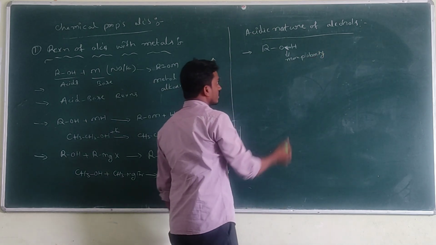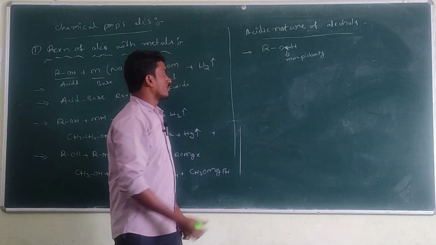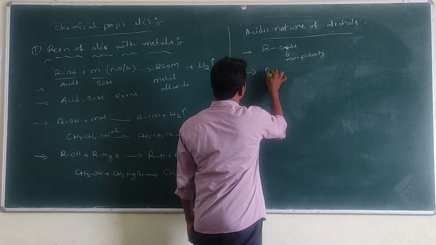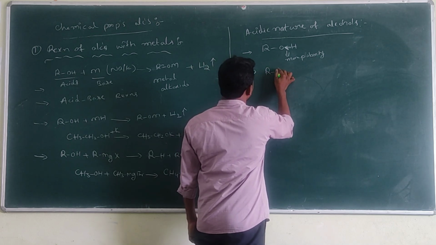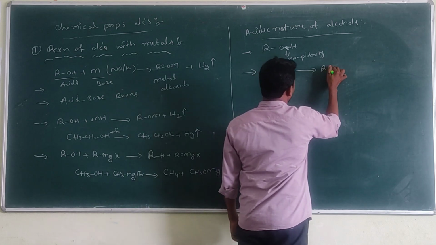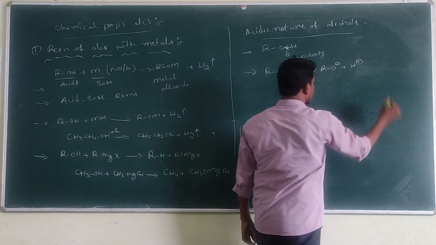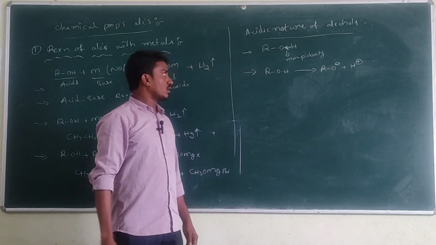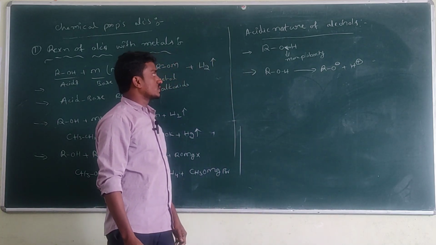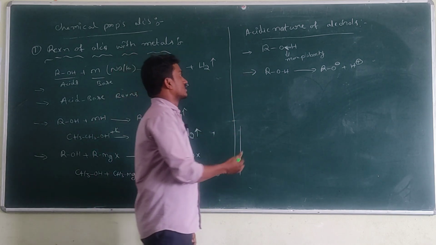Because of polarity, there is a possibility to produce the H plus ion. Because of producing the H plus ion, alcohol acts as an acid. So here it forms an alkoxide ion and releases the H plus ion. But hydrogen release does not take place easily.